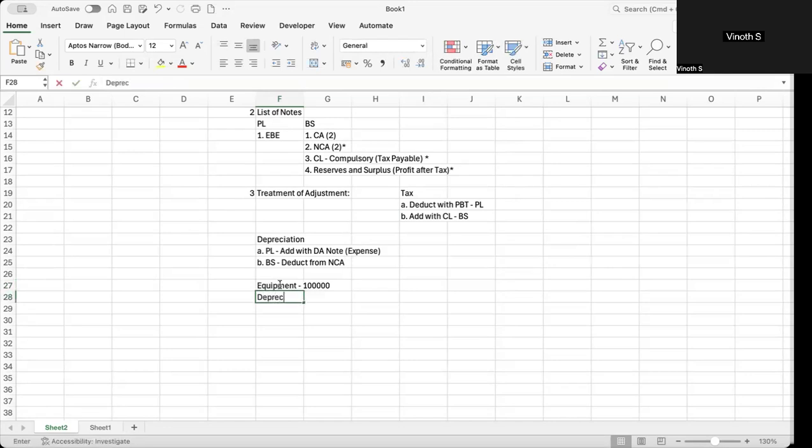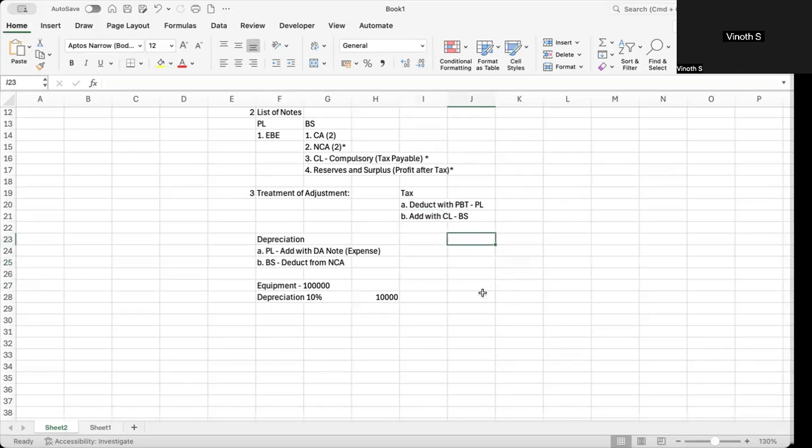10% is the depreciation. That means how much is the value? 10,000 is the depreciation. This 10,000 we are going to show as an expenditure in our P&L statement. At the same time, this 10,000 we will deduct from the equipment. The equipment value is going to become 90,000 in the non-current asset. This is the first type of adjustment.